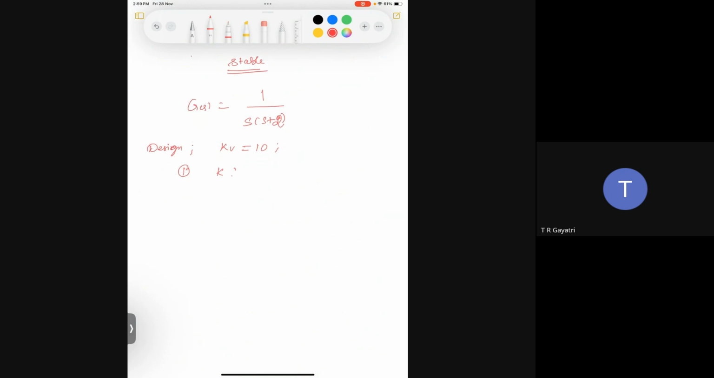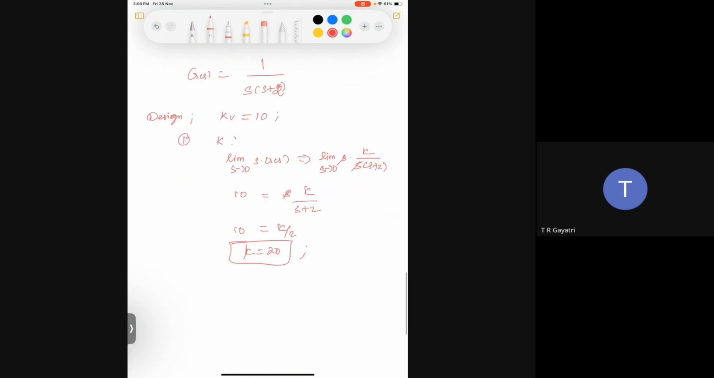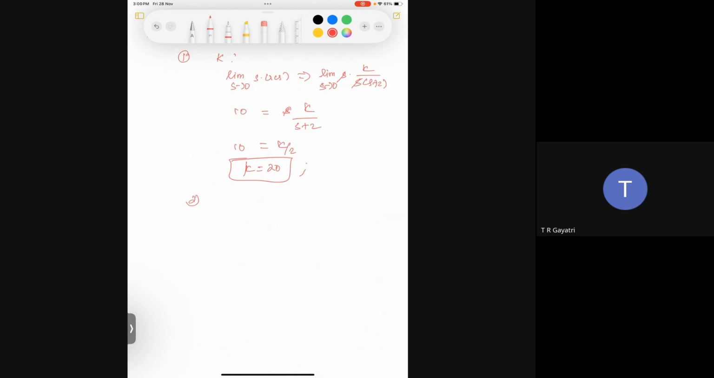How do we find Kv? It is limit s tends to 0 of s into G of s. So it will be limit s tends to 0 of s into K by s into s plus 2, equal to 10. S will get cancelled. K by s plus 2, K by 2 equal to 10, K equal to 20. So this is your K. In that problem K is equal to 10 because it is K by s into s plus 1. That's why this will be 20 by s into s plus 2. This is your gain adjusted system.